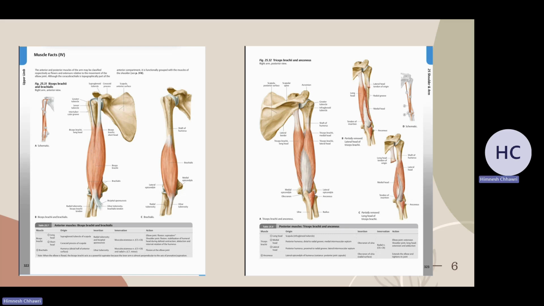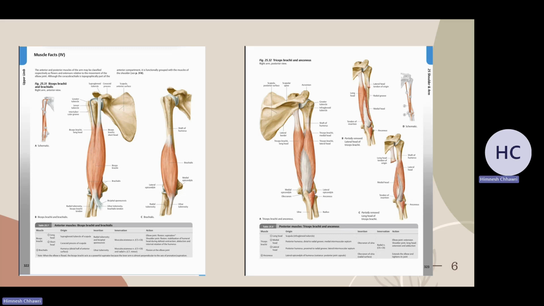It originates from there. And then the short head originates from the coracoid process of the scapula. Both of them insert into the radial tuberosity and bicipital aponeurosis. Bicipital aponeurosis is, we have two main aponeuroses in the upper limb. We have the palmar aponeurosis and the bicipital aponeurosis.